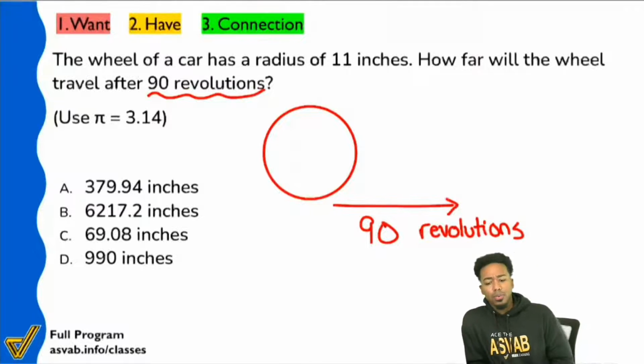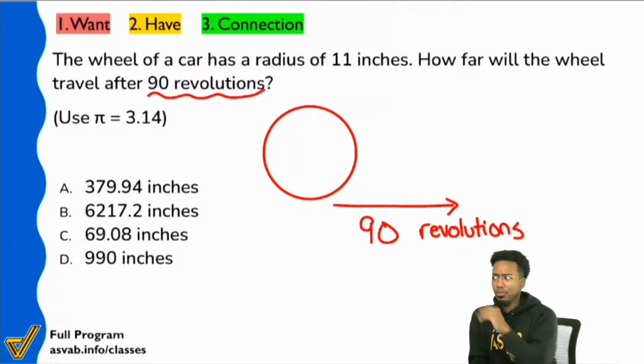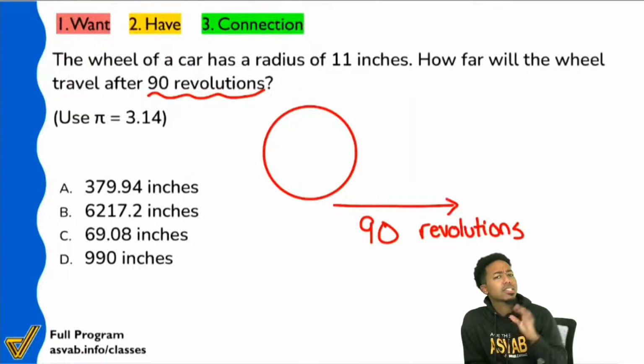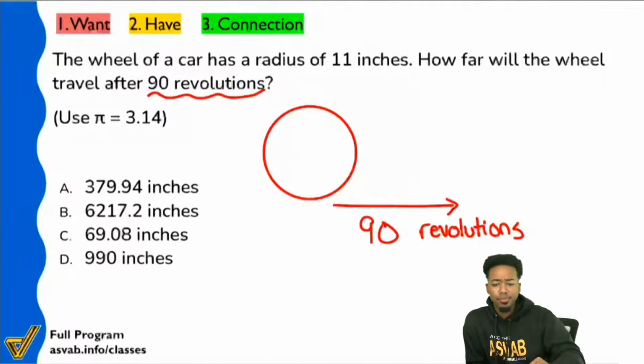Everyone, is it fair to say that we're looking for distance after 90 of those supposed revolutions? I don't know what revolutions means yet. We'll talk about that. But is it safe to say that we're looking for a distance that the wheel travels?